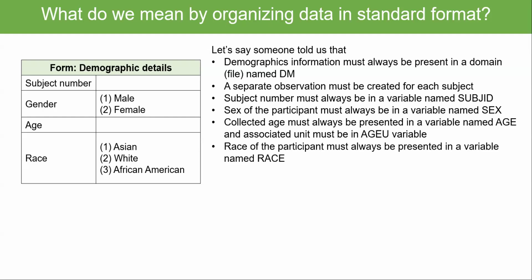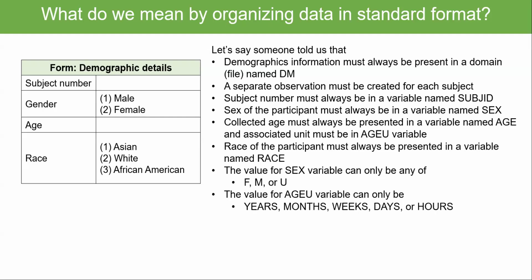Race of the participant must always be represented in a variable named race, and the value of sex variables can only be any of f, m, or u. So the value of age-u variable can only be years, months, weeks, days, and hours. So let's say someone is telling us that if you are collecting demographics information, these are the rules that you will have to follow.